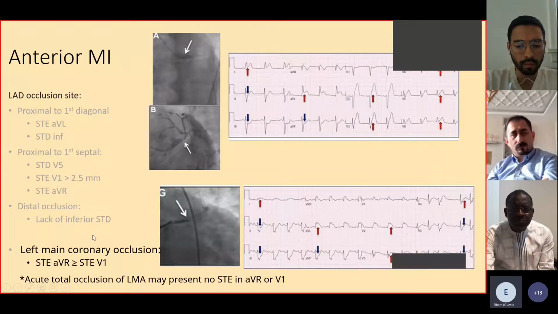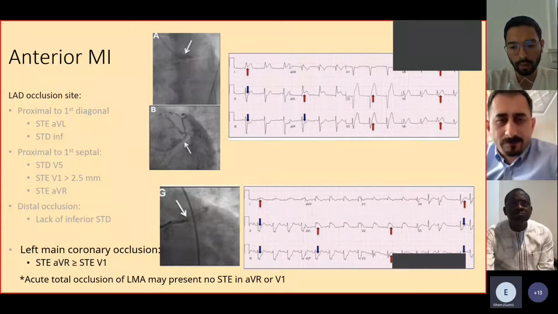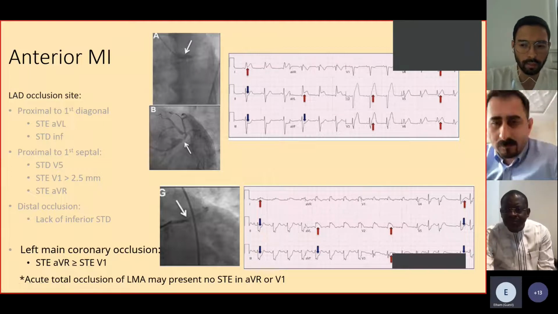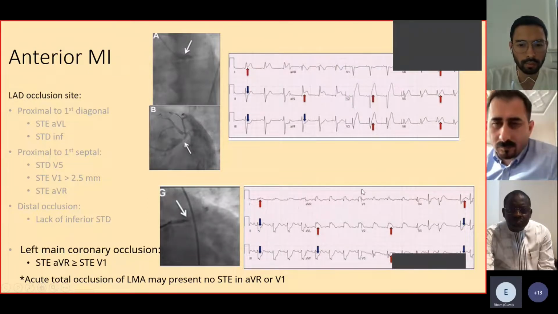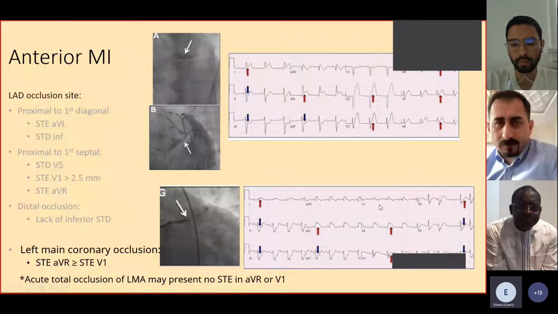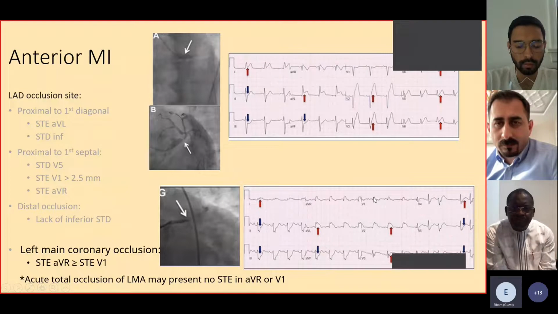And if we have occlusion in the left main artery, which gives branches to the left anterior descending and left circumflex arteries, we will have features relatively similar to the occlusion of the origin of the left anterior descending artery. But one point is prominent about left main coronary artery occlusion: some authors suggested that the ST elevation in aVR is more prominent than the ST elevation we observe in V1, which favors left main occlusion.